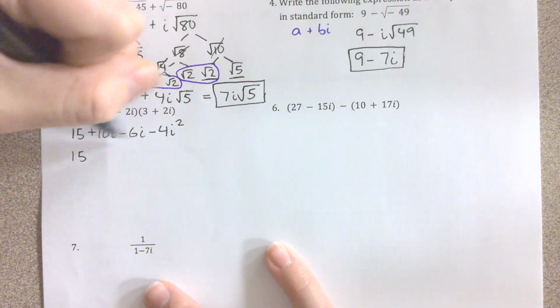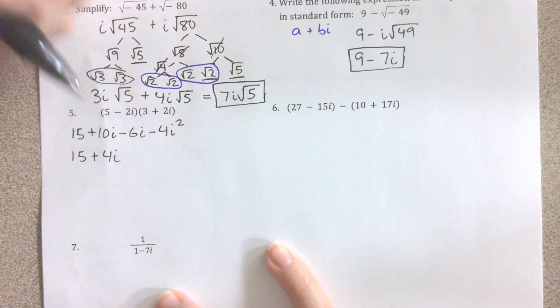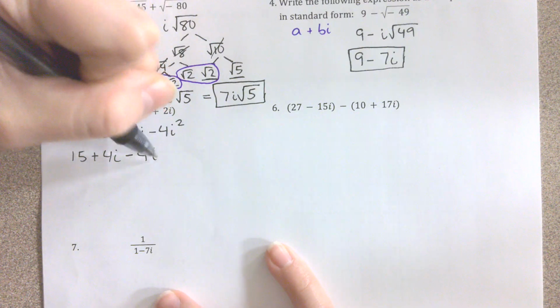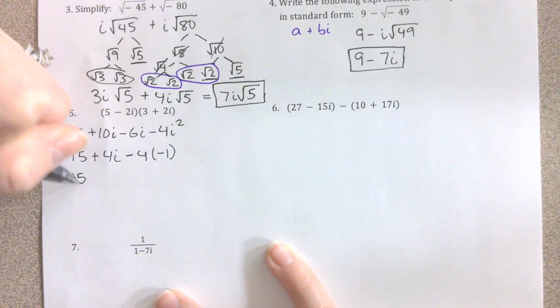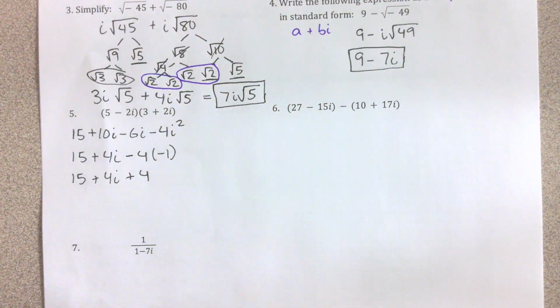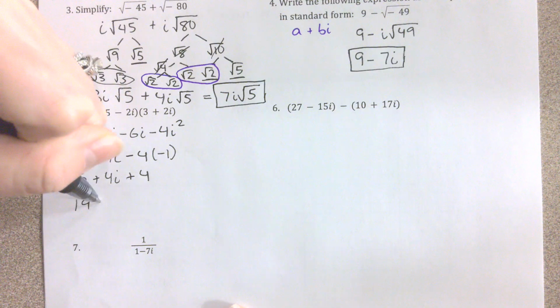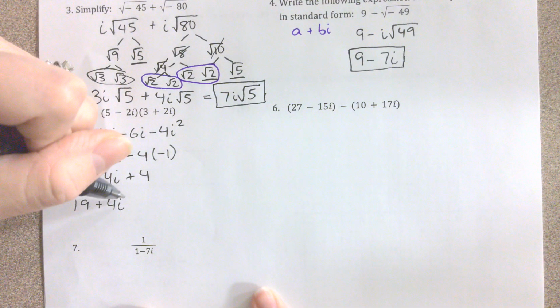15, in the middle we have like terms we could combine. 10 minus 6 is 4i. Minus 4, i squared is negative 1. So this is negative 4 times negative 1. So we have 15 plus 4i plus 4. Lastly, we're going to combine 15 and 4 to get 19 plus 4i. This is our answer.